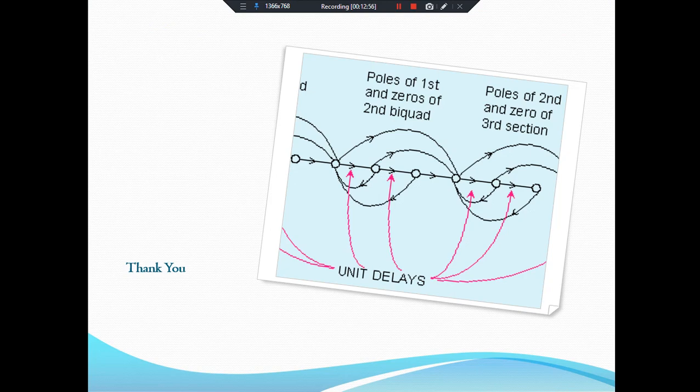In the next lecture, we will try to solve a few more examples on the block diagram and signal flow graph.